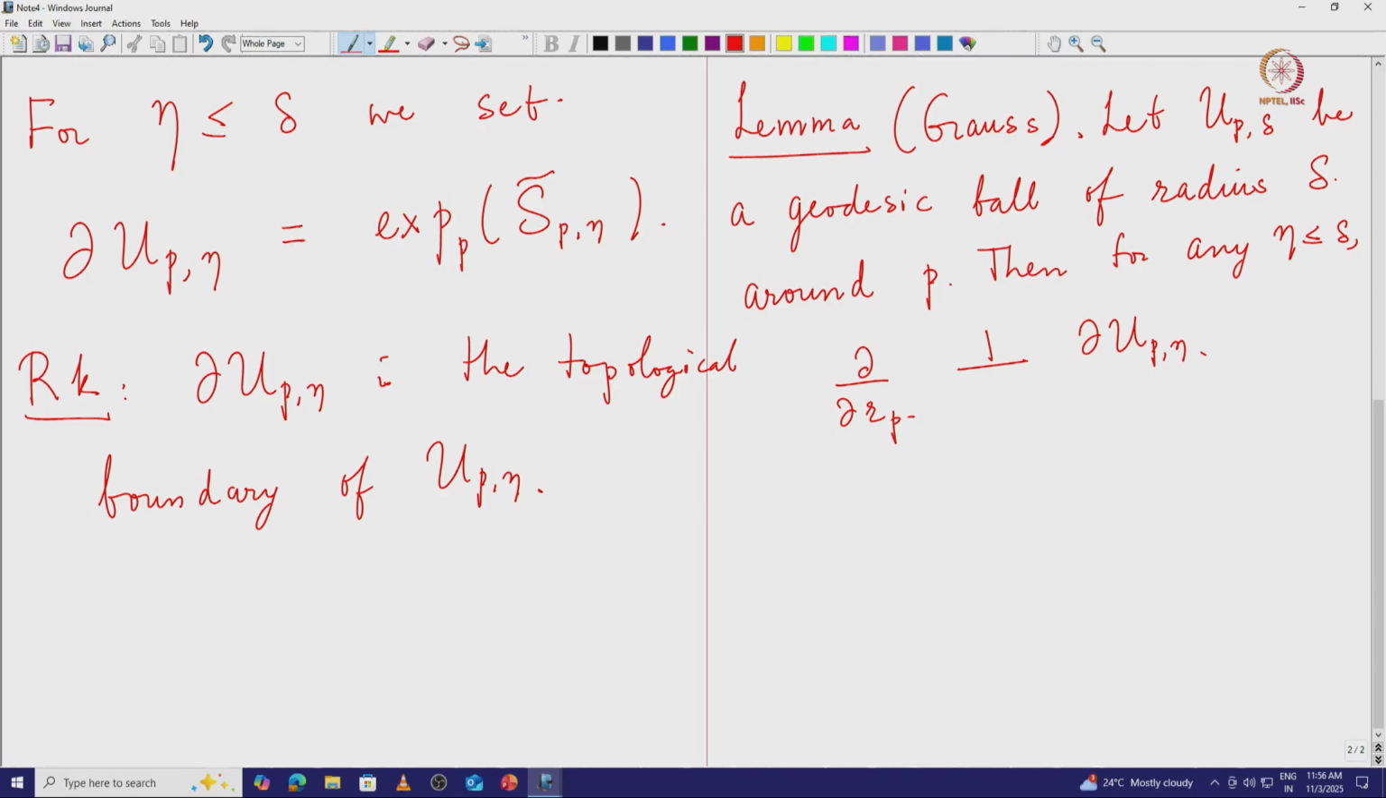Okay, so let's prove this. Let me set up some notation and then I'll draw a picture which will tell you what is really happening here. Let V naught be some point in the sphere of radius eta in the tangent space, and let x naught be the image under the exponential map at P of V naught.